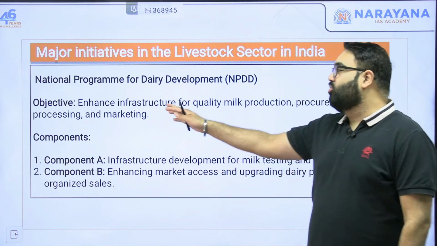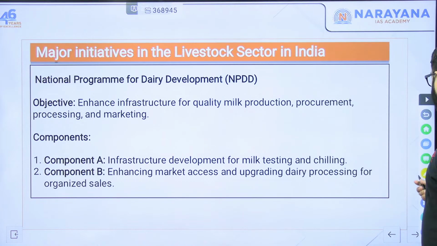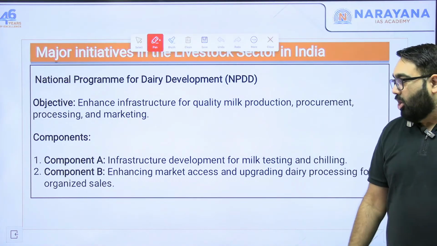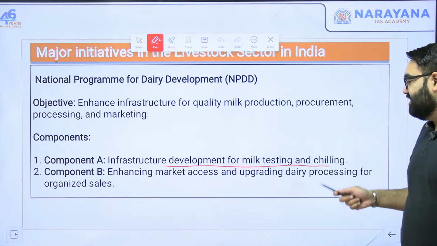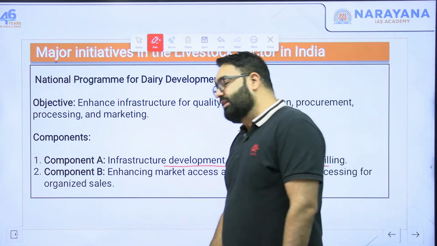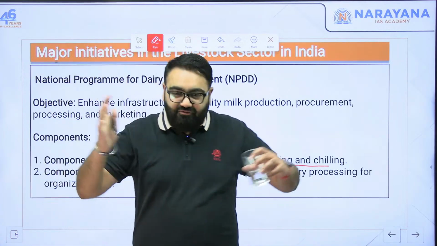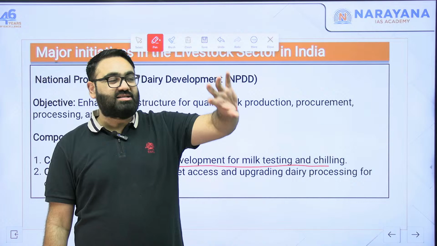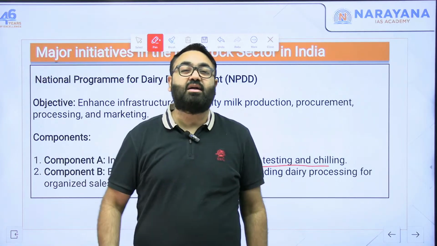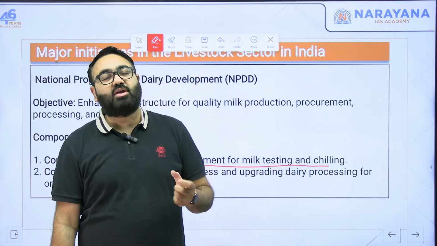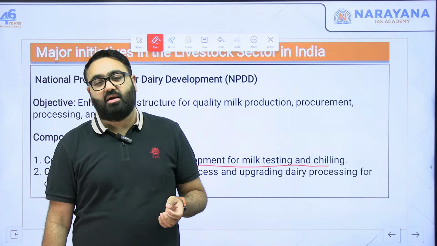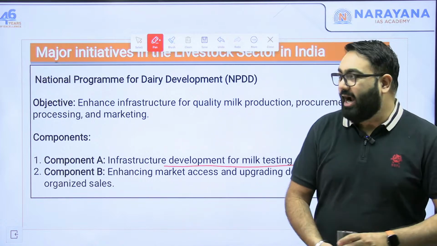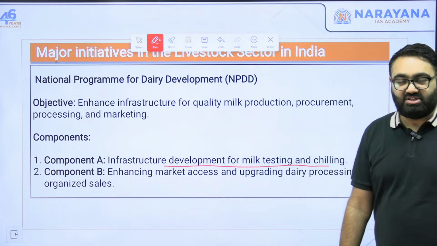It is specifically aimed at improving the infrastructure for milk production, which will improve the quality and procurement of milk. It has two components. The first component is infrastructure development for milk testing and chilling. Take the example of Amul: when different farmers come together and say, we'll run a cooperative, we'll together sell this milk, you can't mix up milk of different qualities. You have to first test it and grade the quality of milk. Only similar quality of milk can be mixed. For that, you require significant infrastructure for testing capacity.